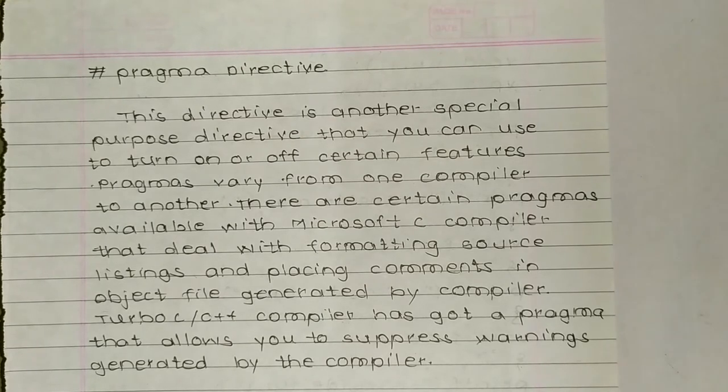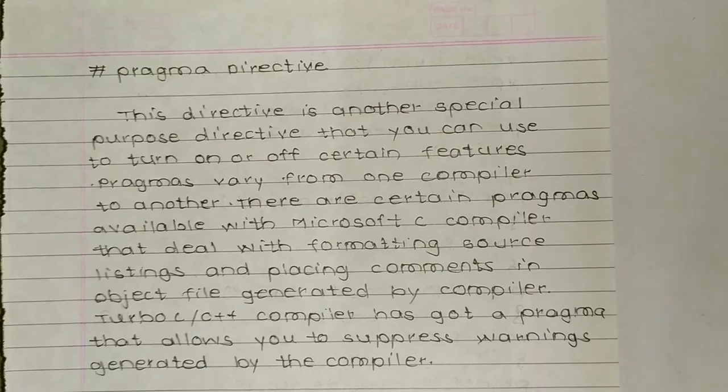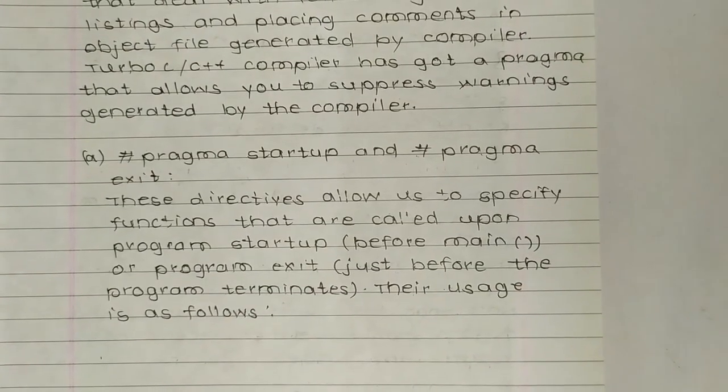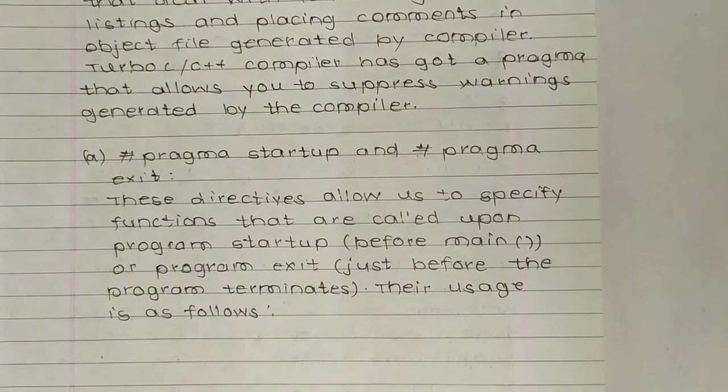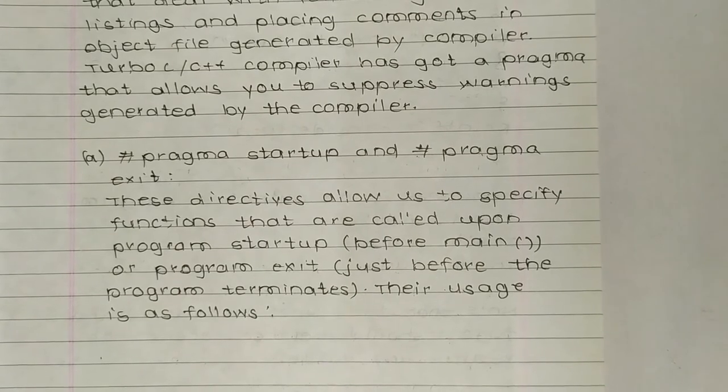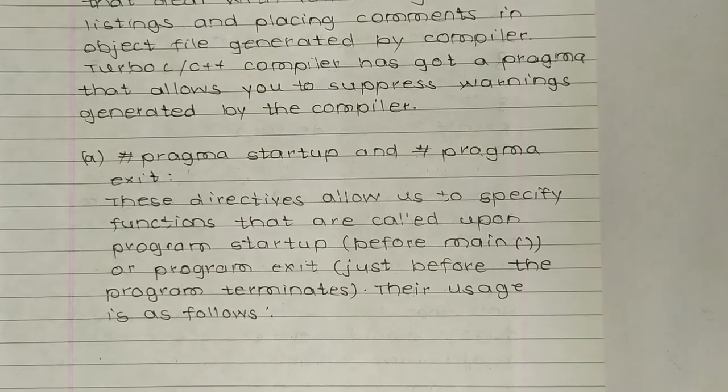There are certain pragmas available with the Microsoft C compiler that deal with formatting the source listing and placing comments in the object file generated by the compiler. The Turbo C++ compiler has a pragma that allows you to suppress warnings generated by the compiler. Hash pragma startup and hash pragma exit. So these are for start and exit.